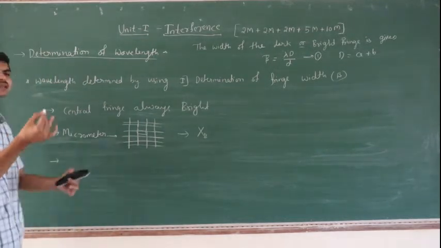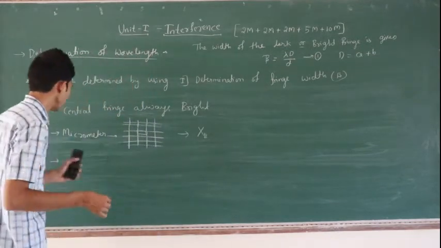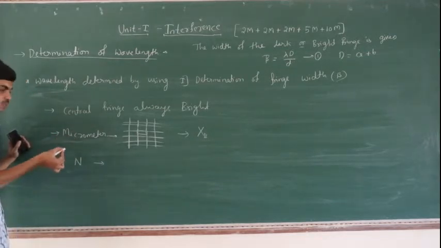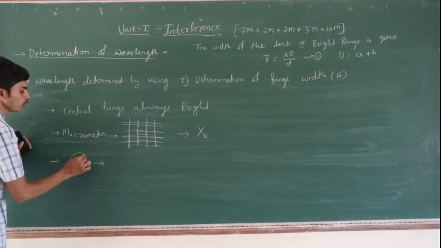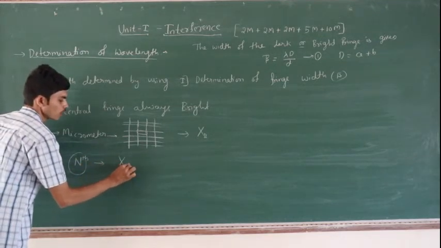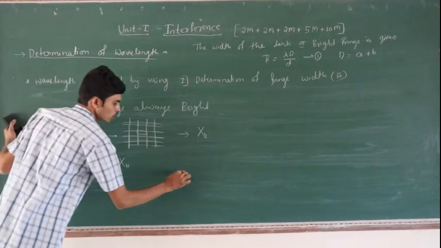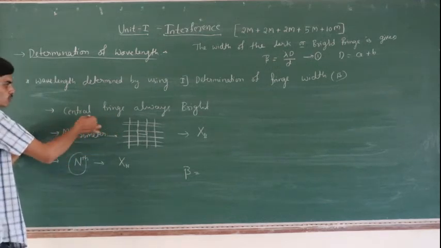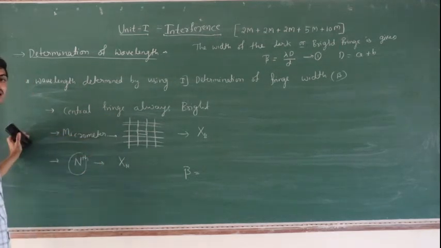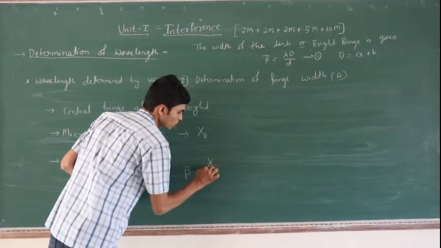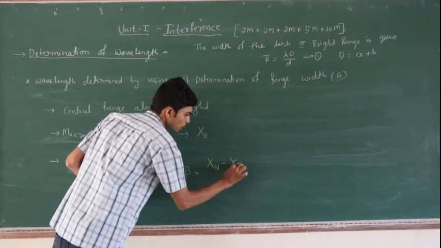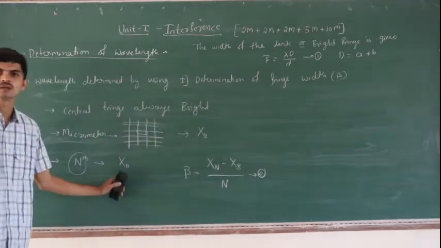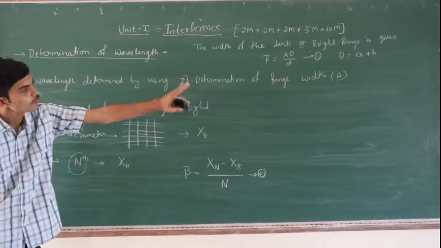After that, we have alternate bright as well as dark fringes. At the nth bright fringe, we again see by using this micrometer. That position is given by Xn. So the fringe width beta, between the central bright fringe and the nth bright fringe, is given by beta is equal to Xn minus Xb divided by n. It is equation number 2. This is the determination of the fringe width.